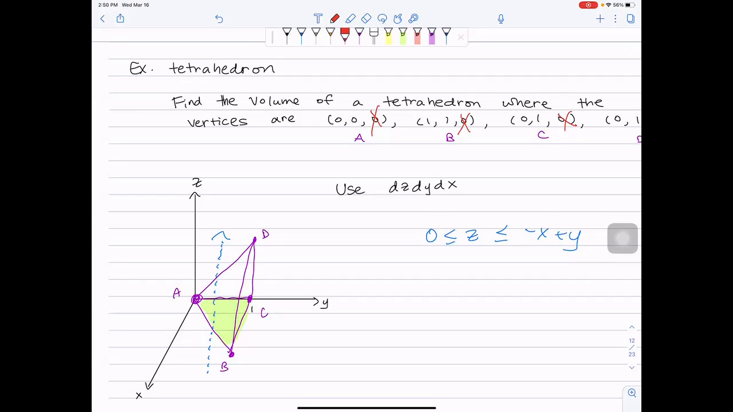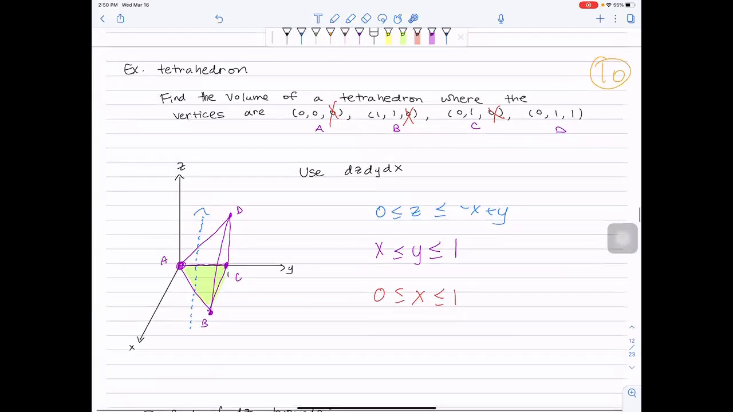For dy, dx, we draw a line in increasing y direction. Y enters here. What is this line? Well, our point is 1, 1 up here. So this line is y equals x. So y enters at x and it exits at y equals 1. Now, out of all the possible lines we could draw, the smallest x value we get is 0. The largest x value we get is 1.